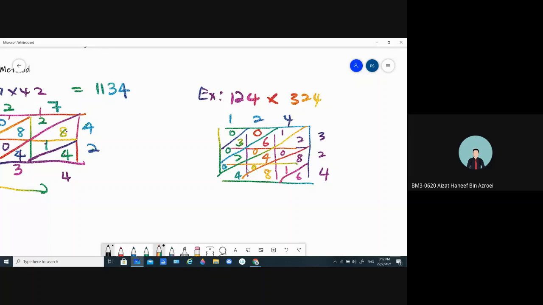So now you add. It's 6. 8 plus 8 is 16, plus 1 is 17, so 7 and carry 1. Then 4 and 4 is 8, 9, 10, 11, so 1 and carry 1. 6, 7, 8, 9, 10, so 0 and carry 1. This is 4 and this is 0. So your answer is 40176.